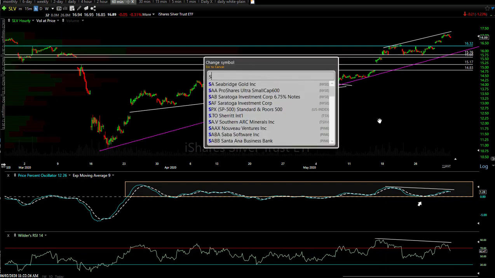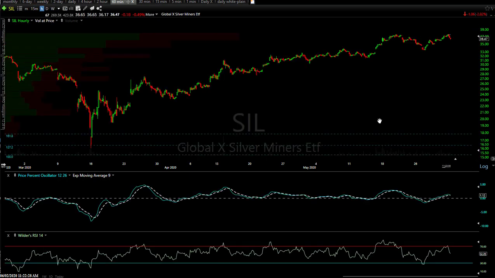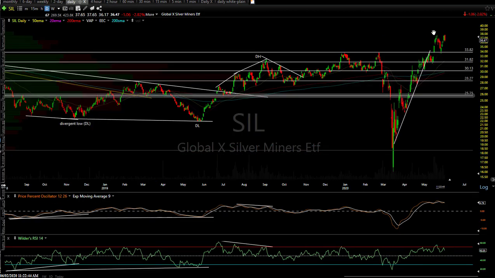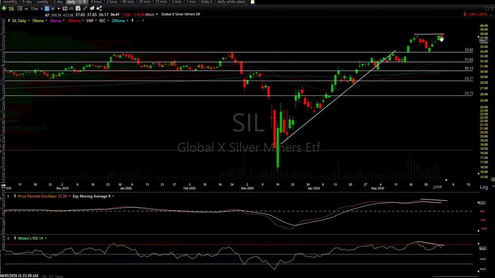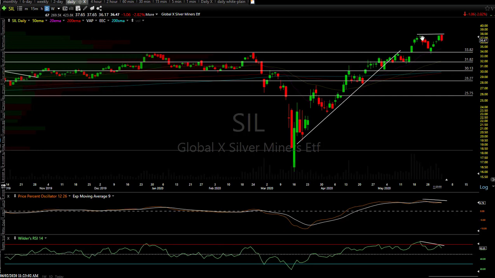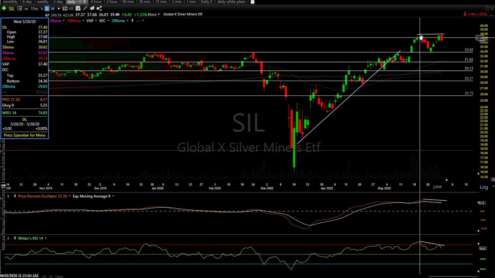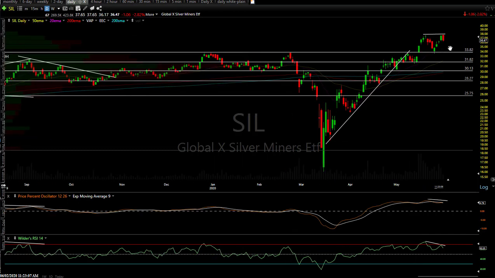And of course, the miners tend to follow the metal. This is SIL. And SIL also has some small, but there is a divergence here on the daily time frame, a little small divergent high right there, and also so far a potential bearish engulfing candle. We'll see how today finishes, of course, but that's worth noting. It's right about the same level we put in this little doji here recently. So pullback target right there.